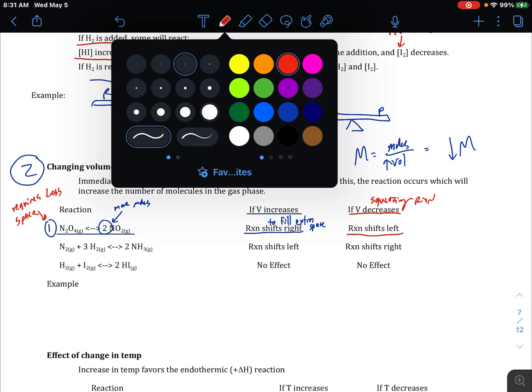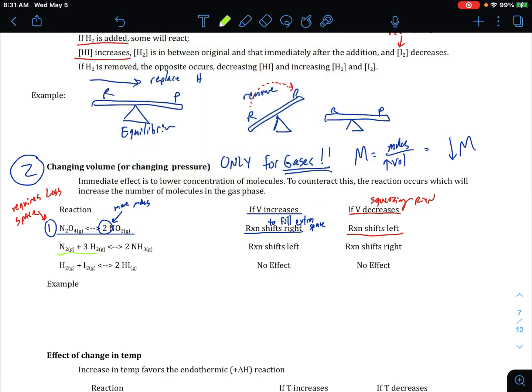If we look at the next example, I've got a total of 2 moles of product gas versus 4 moles of reactant gas. So if we increase the volume, then we're giving it more space. This reaction is going to favor the side that takes up more space. It's going to shift to the left, so it's going to shift towards the reactants. If we give it less space, if we squeeze it, it's going to favor the side that needs less space, so it's going to shift forward towards the product side.